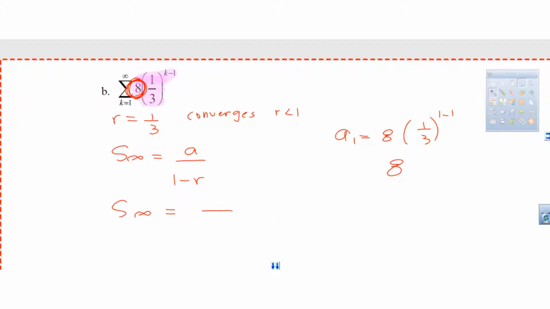So it's 8 over 1 minus 1/3. Put parentheses around it. Stick it in. 8 divided by, parenthesis, 1 minus 1 divided by 3. Close it off. Enter. My answer is 12, and I'm done.